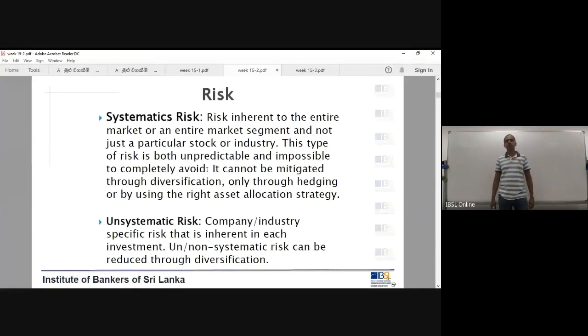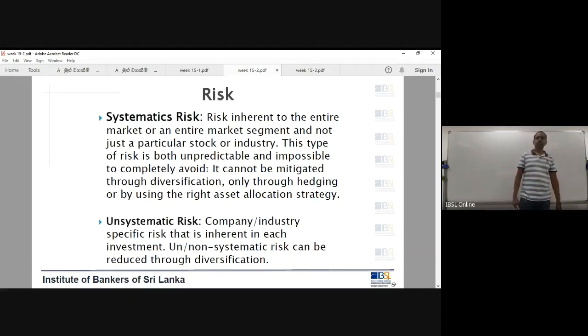This type of risk is both unpredictable and impossible to completely avoid. You cannot avoid it. You don't know it is coming. It hits the entire system at once. It cannot be mitigated through diversification. Remember, that's the most important thing in this. Systematic risk cannot be minimized by diversification. So investing in various assets will not save you from systematic risk. It will not give a cushion from systematic risk.